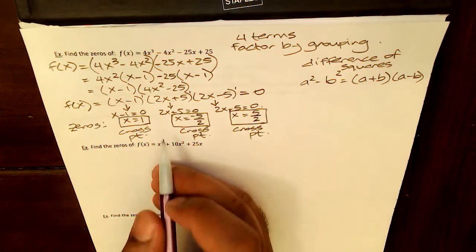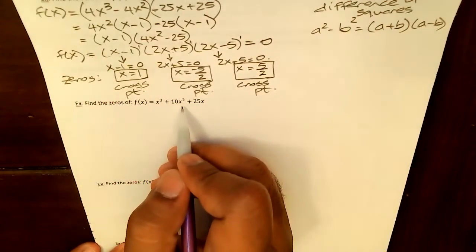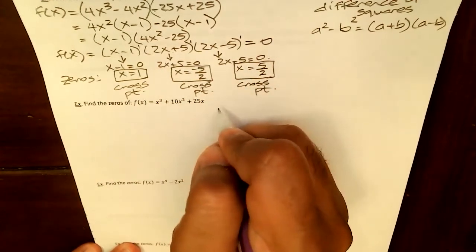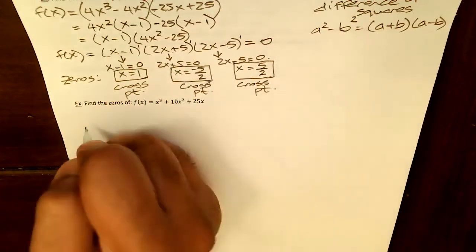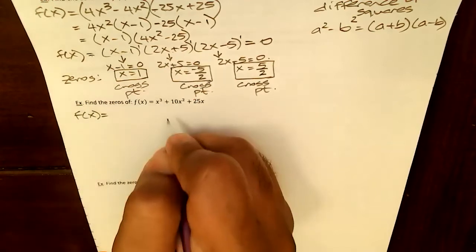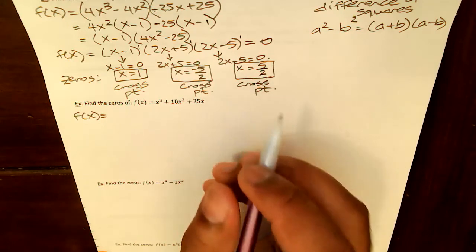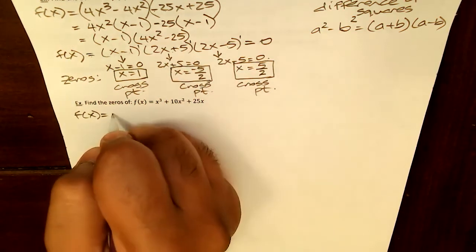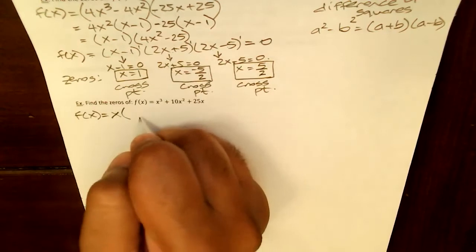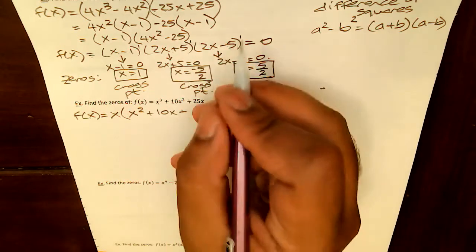Let's look at the next one. The next function is x cubed plus 10x squared plus 25x. Here we only have 3 terms, and with 3 terms we cannot factor by grouping. So here we're just going to have to factor our function. First, I'm going to see if my function has something in common. You notice that something they all have in common is an x, so I'm going to pull out an x. If I factor out an x, I'm left with x squared plus 10x plus 25.